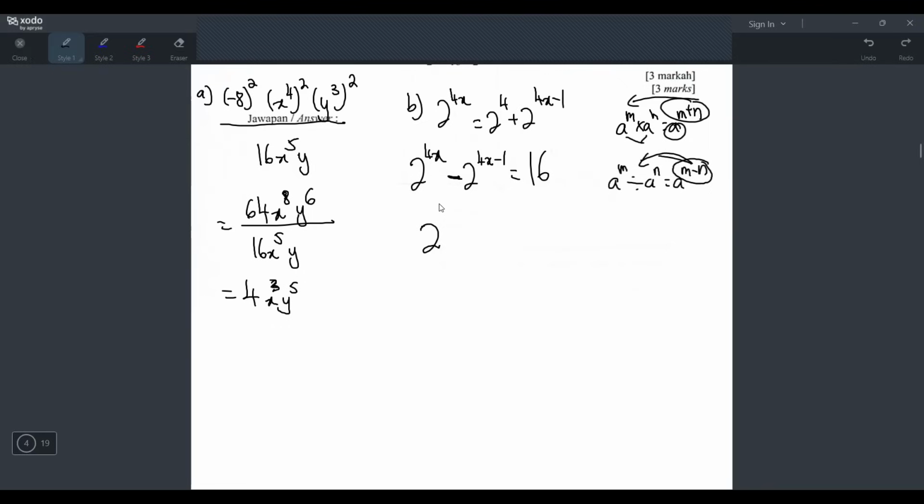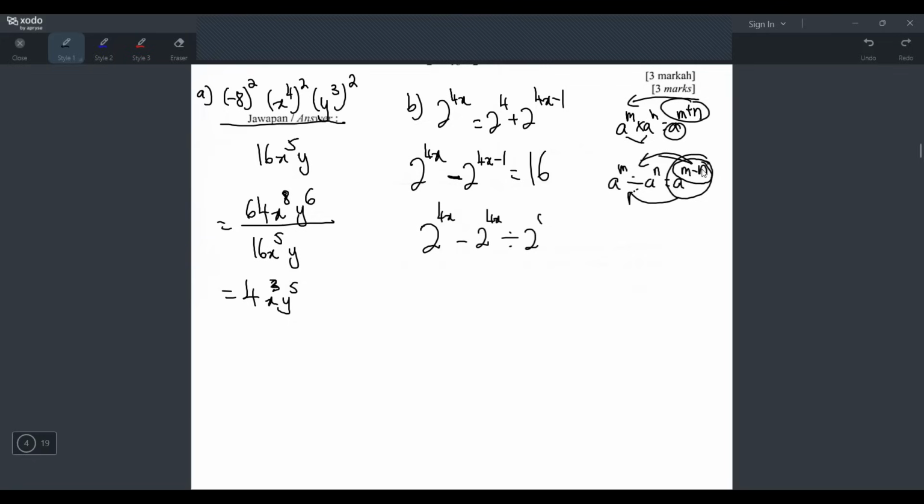So yeah, this one has no plus or minus in the power, so this one cannot be separated already. But if you look at this, the power has a plus minus, so we can separate. How to separate? 2 power 4x divided by 2 power 1. Okay, for those who are confused, I'm just using this formula, but I do it in reverse.